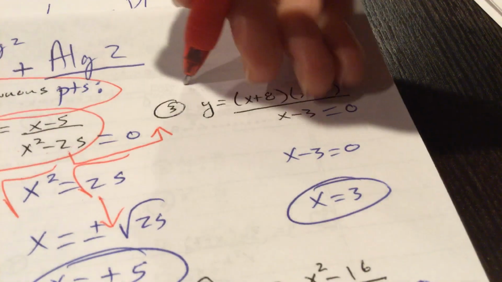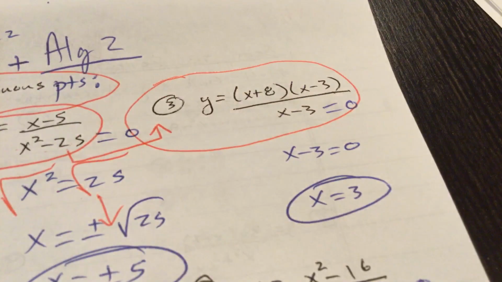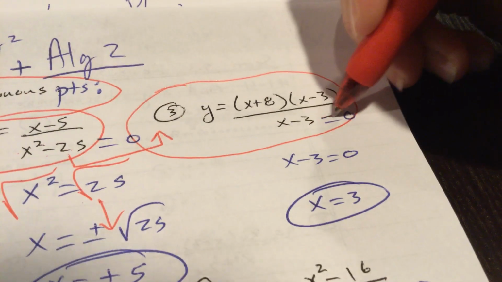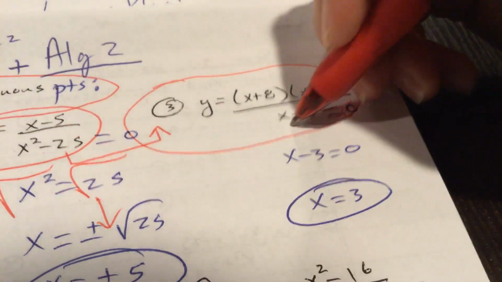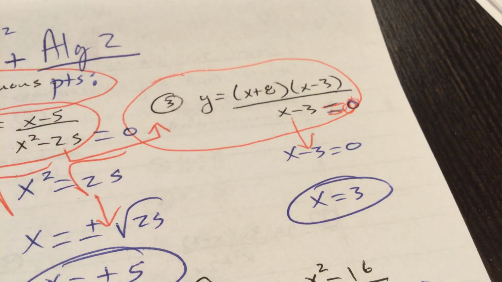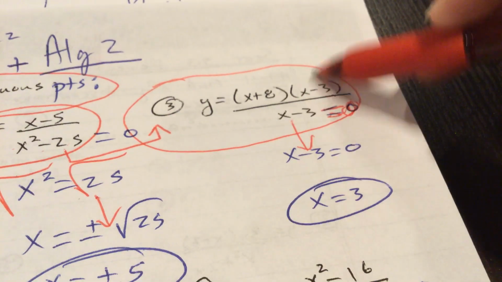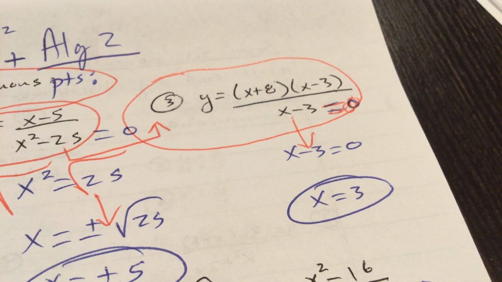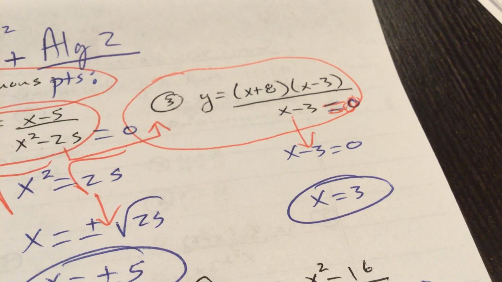Here's number 3. What I have in red, please write down. Y equals x plus 8 times x minus 3 over x minus 3. Again, if I just want to know what the discontinuous points are, simply set x minus 3 equal to 0. X equals 3 is your discontinuous point. Yes, it is a hole because they cancel, but you don't have to tell me that. You just have to tell me x equals 3. In 7 through 10, at the bottom of this page, you do have to describe them.